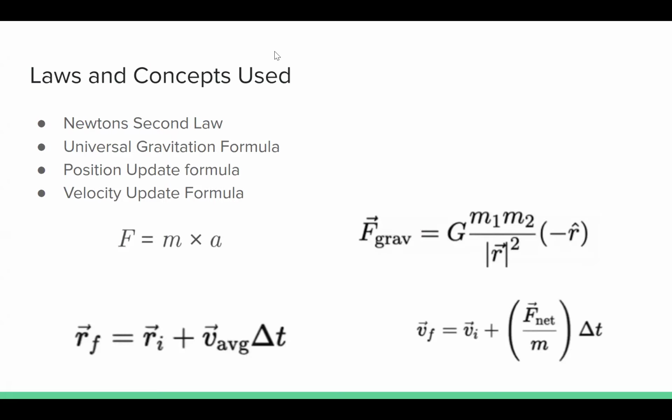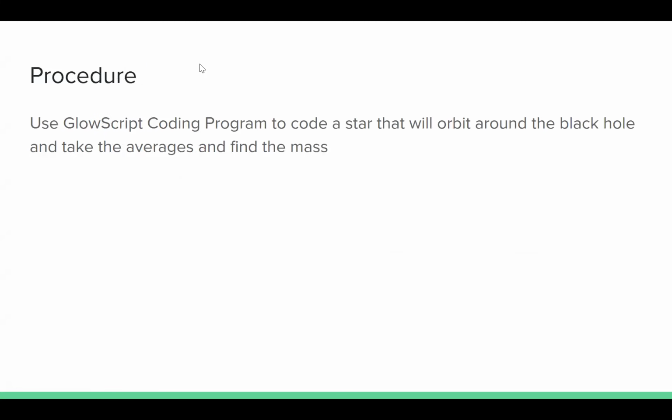So some of the laws and concepts we used in this lab were Newton's second law, F equals m times a, the universal gravitational formula, which is F grav equal to G m1 m2 over r squared in the r hat direction, in the negative r hat direction to be specific, and the position and velocity update formulas shown below. So the procedure for this lab was to use Glowscript, which is a coding program that allows us to find forces and masses and use a bunch of calculations to find the mass of the black hole.